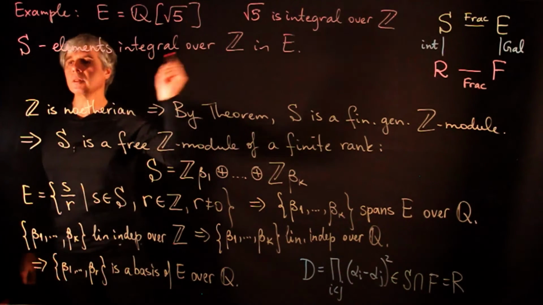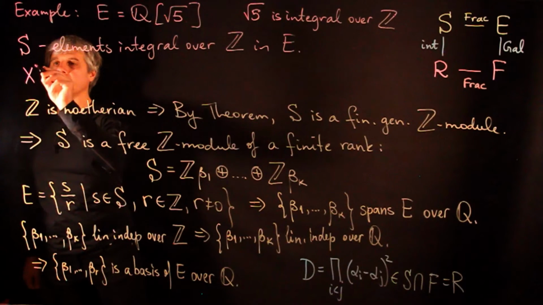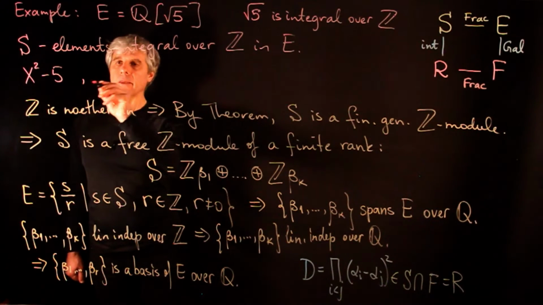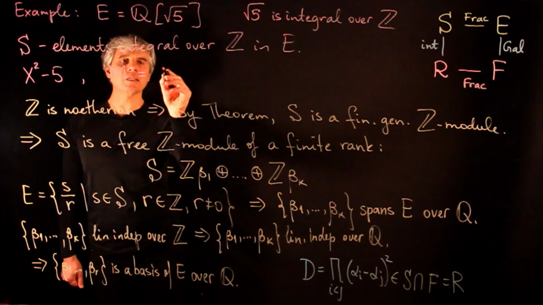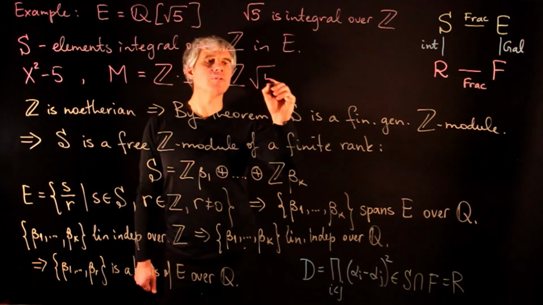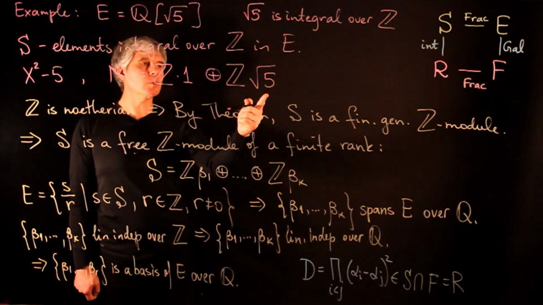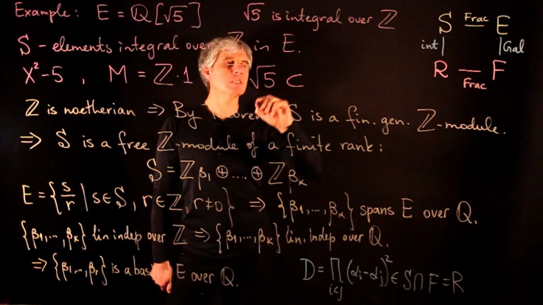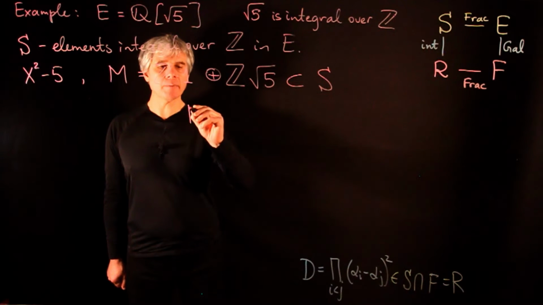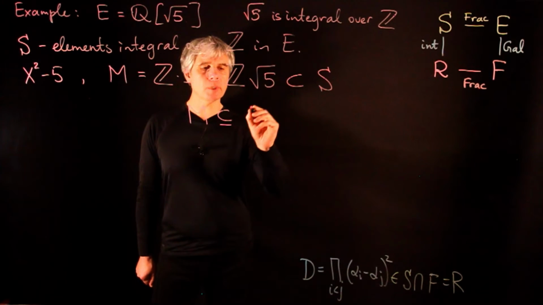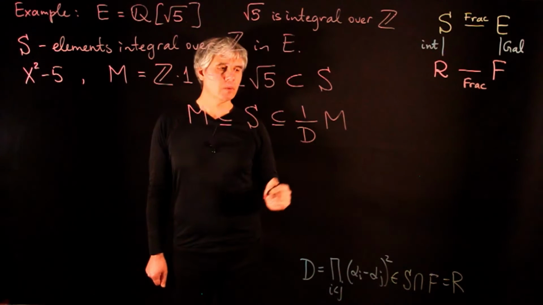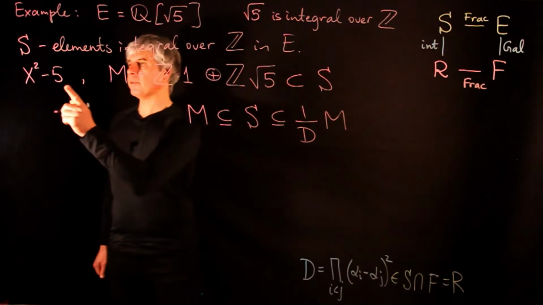Indeed, the minimal polynomial of square root of 5 is x squared minus 5, which is a monic polynomial with integer coefficients. And the module M in this case is Z times 1 plus Z times square root of 5. Since 1 and square root of 5 are integral, this is a Z submodule inside S. And from the proof of the previous theorem, we see that S is in between M and 1 over d times M, where d is the discriminant of the polynomial f.